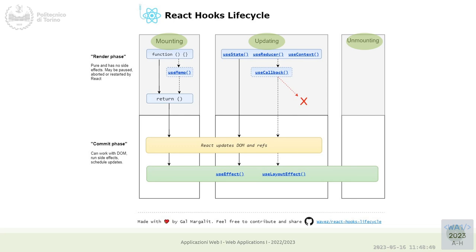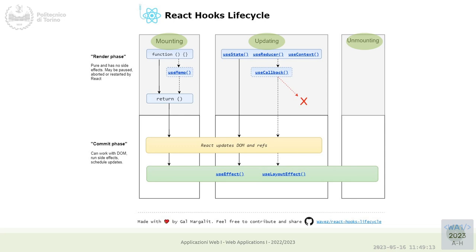And so I must have no side effects. This is the key word here. But in the commit phase, it's possible to have side effects because we are no longer in the execution of functions. And they are allowed here. And so there are hooks that let us define some operations to do during the commit phase. And these operations can do side effects.